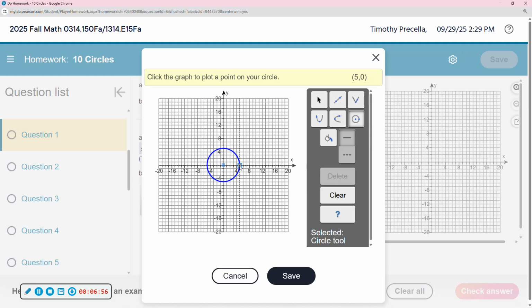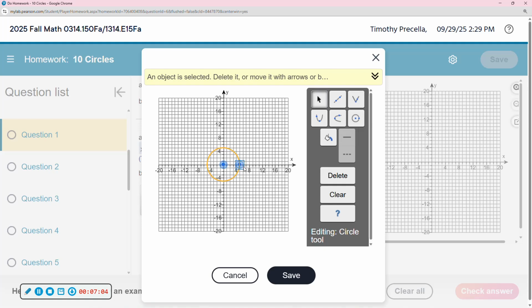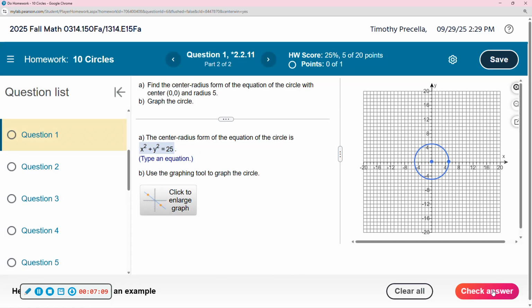Is that where we want to be? Is that where we'd be if we counted 5 units to the right? At the ordered pair 5, 0? Yes. Click it. Save it to transfer it back to the original grid. Check answers.